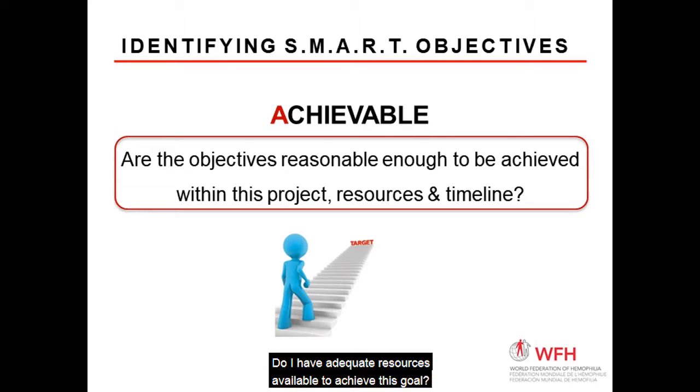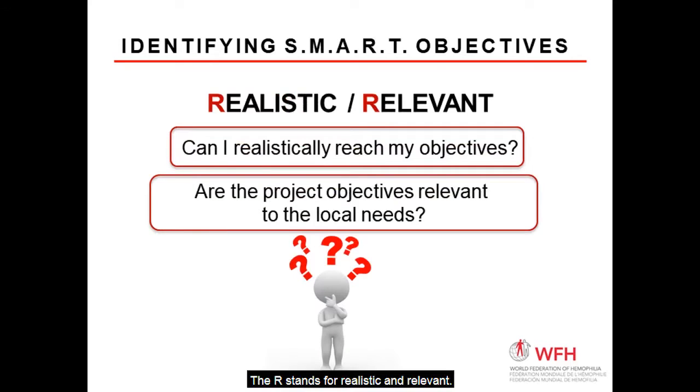Do I have adequate resources available to achieve this goal? Can the grant money cover all the activities? If not, where does the other money come from? The R stands for realistic and relevant.